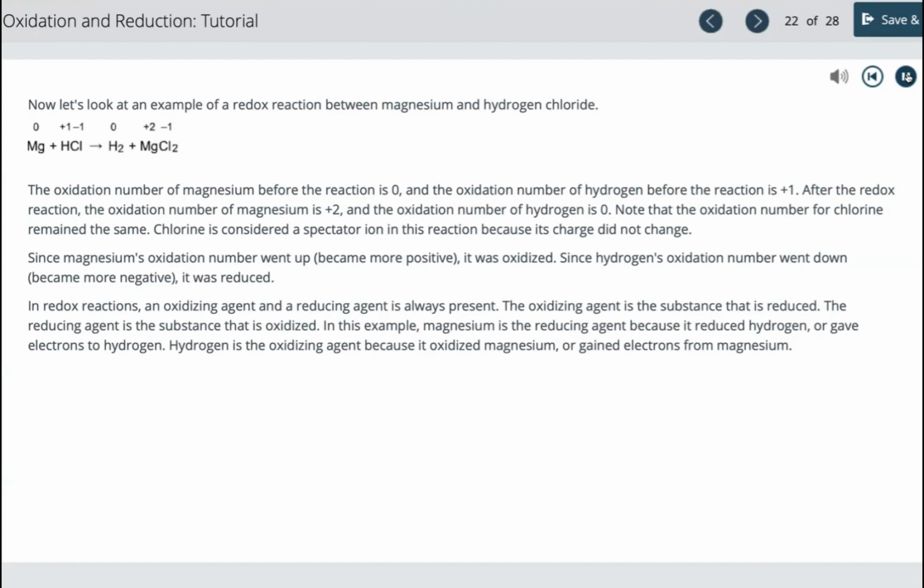In redox reactions, an oxidizing agent and a reducing agent are always present. The oxidizing agent is the substance that is reduced. The reducing agent is the substance that is oxidized. In this example, magnesium is the reducing agent because it reduced hydrogen, or gave electrons to hydrogen. Hydrogen is the oxidizing agent because it oxidized magnesium, or gained electrons from magnesium.